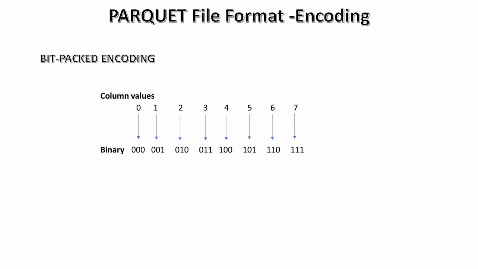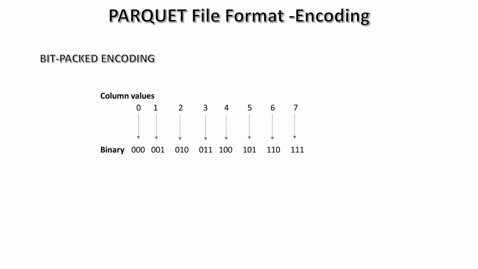Another encoding is bit packed encoding. Here we can see that the column values are 0, 1, 2, 3, 4, 5, 6 and 7. There are 8 integers here. To represent one integer, we need a minimum of 4 bytes. So here we need a minimum of 32 bytes to store all these 8 values. To avoid that, in bit packed encoding, what we do is we take the maximum value and see how many bits are required to represent it. Here the maximum value is 7 and we need only 3 bits to represent 7. So we know that the rest of the values are smaller than 7 and can be represented with 3 bits.